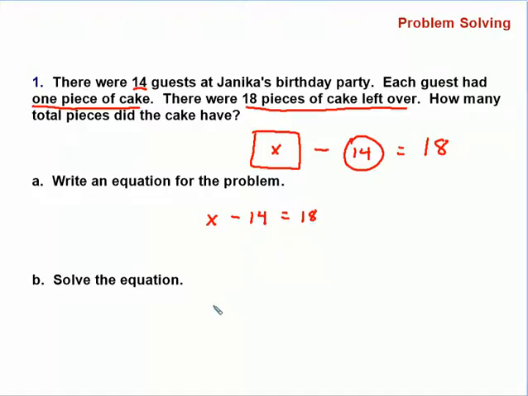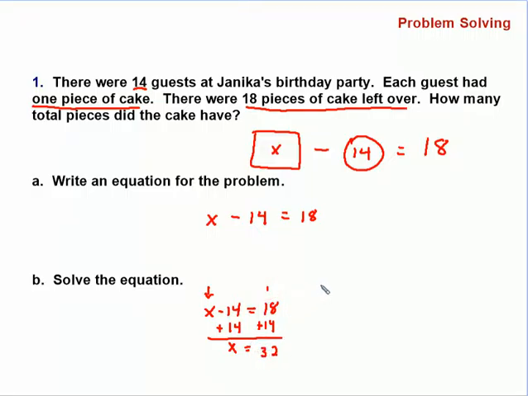So let's solve it. X minus 14 is equal to 18. We have to get x all by himself. To do that, we use our inverse operation, which is addition. So we will add 14. That will give us 0 on this side with just x. So x plus 0 leaves us with x. Then whatever we do to the left side, we have to do to the right side. 8 plus 4 is 12. Carry your 1, and that leaves you with 32.